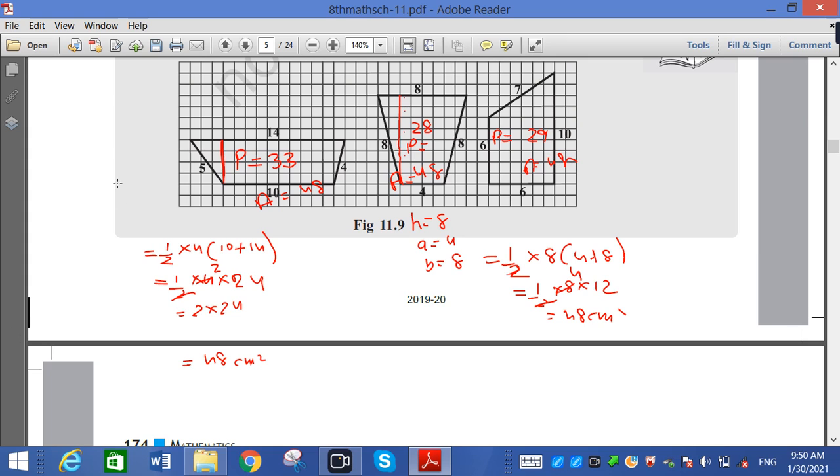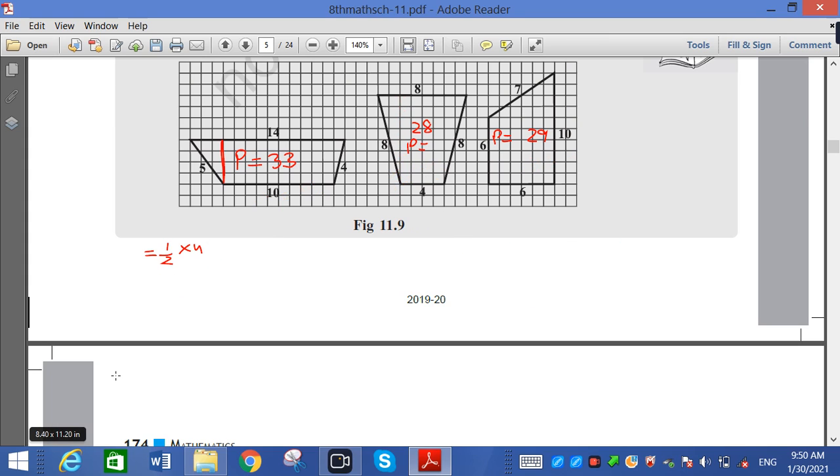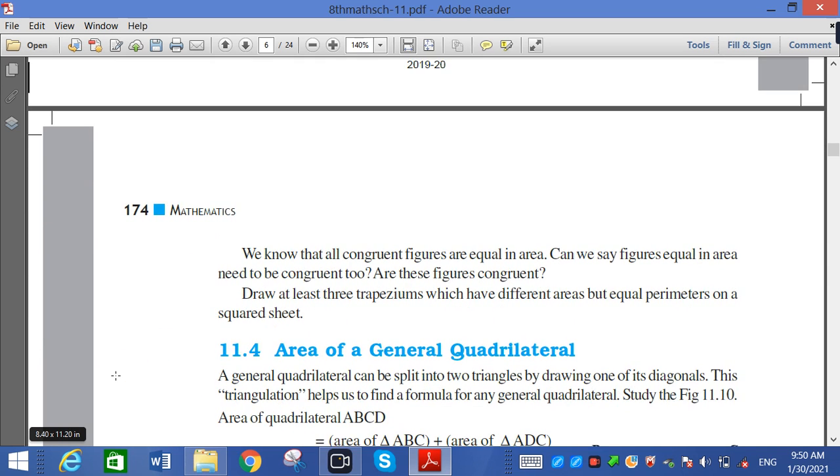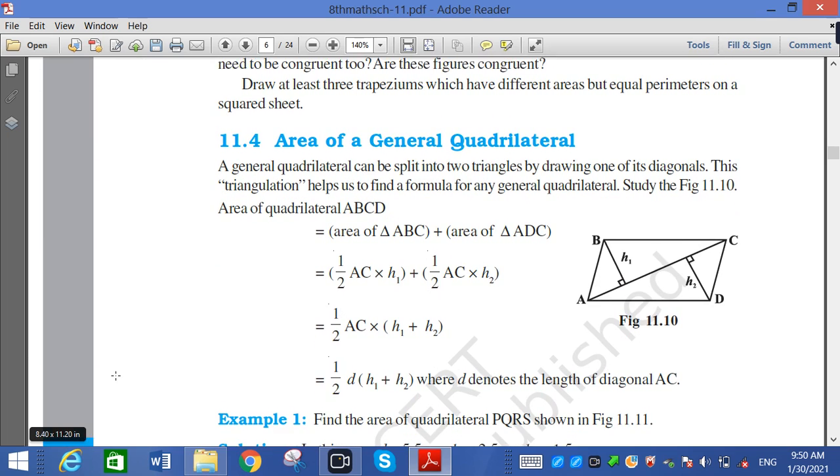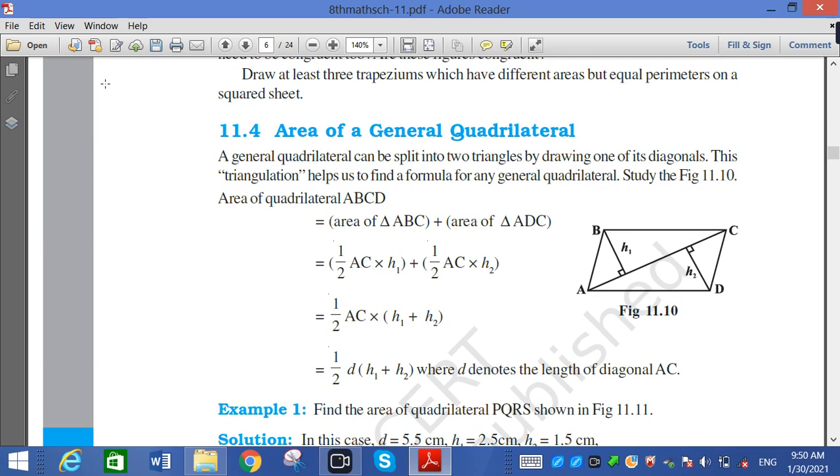So figures are different, perimeters are different, but all are the same shape, that is trapezium. So we can get the same answer. So these types of questions may be asked. Now area of quadrilateral. So trapezium, we have got its area.